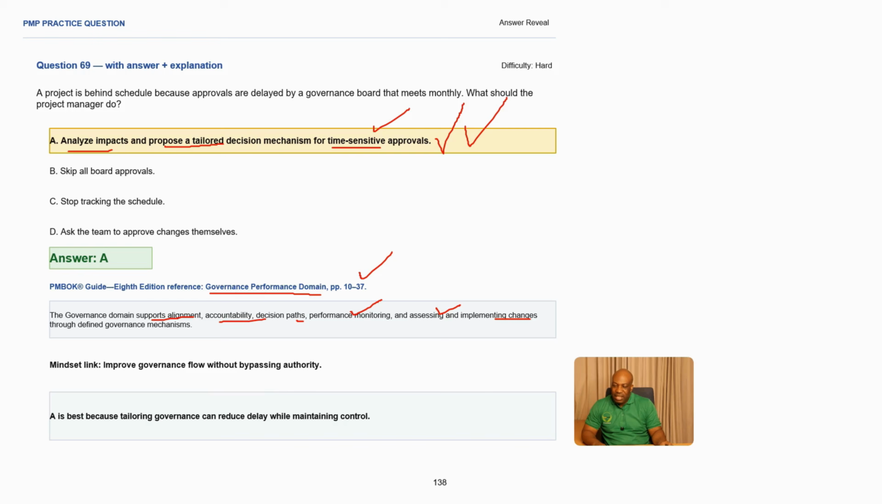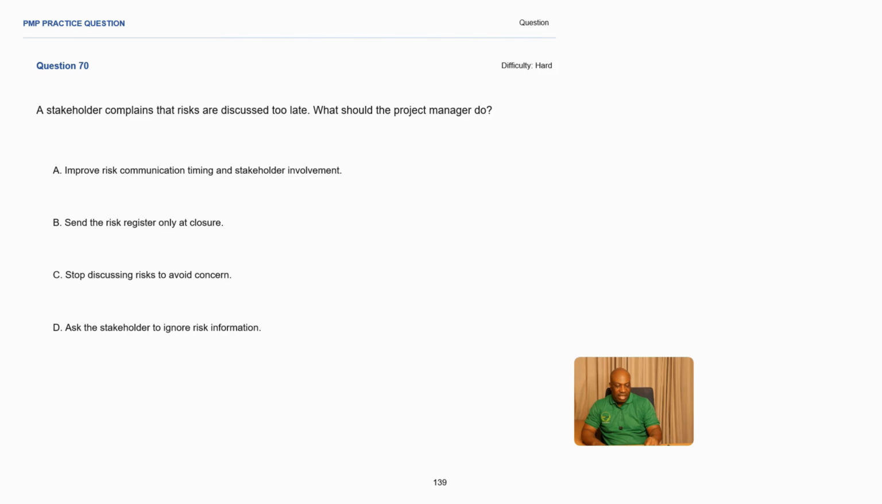And the best mindset that could be used in this scenario is you need to improve governance flow without bypassing authority. So in this particular scenario, because they're waiting for approvals, you cannot ask the team to bypass governance, okay? The governance board's approval, because they're being delayed, you have to follow that. Making A the best answer, because tailoring governance can reduce delay whilst also maintaining control. Making A the best answer.